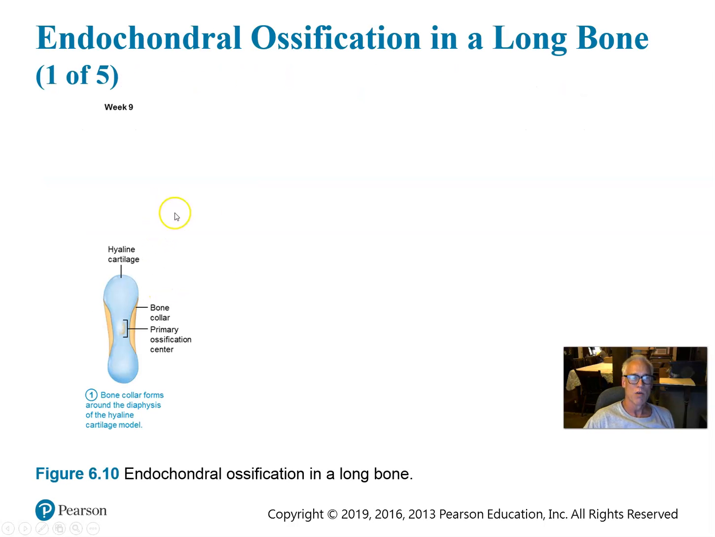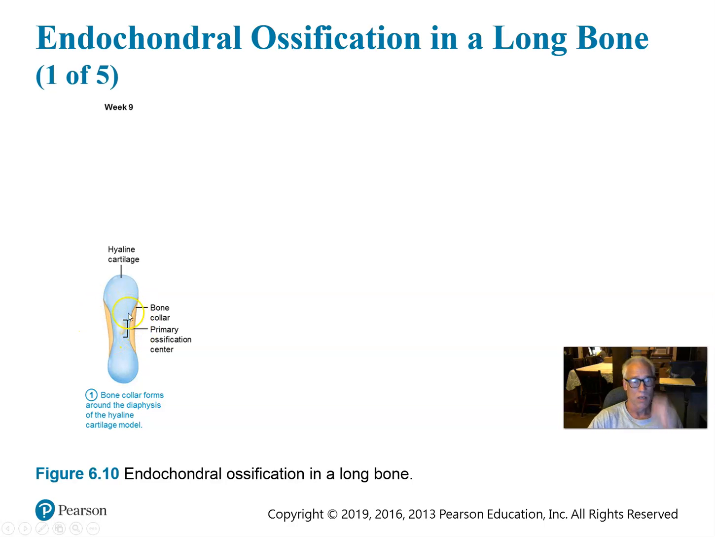So let's start out with endochondral ossification, and as I said, much of the skeleton exists initially as hyaline cartilage models. The blue right here represents hyaline cartilage, and it's a model of a bone that is now going to become ossified. The first step of endochondral ossification involves formation of a bone collar around this model, around the diaphysis of this model.